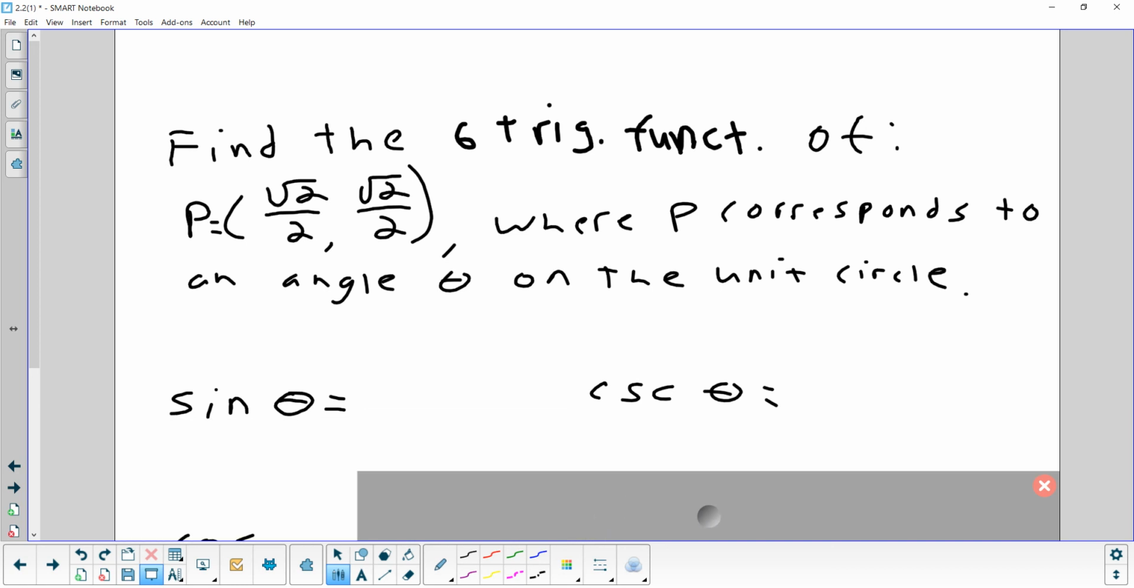So let's start with sine. Olivia, what's my sine here? Exactly, and can you tell me which one, since they're the same this time? The y. Yes, the one on the right. Square root 2 over 2. All right. Aiden, how about my cosine?